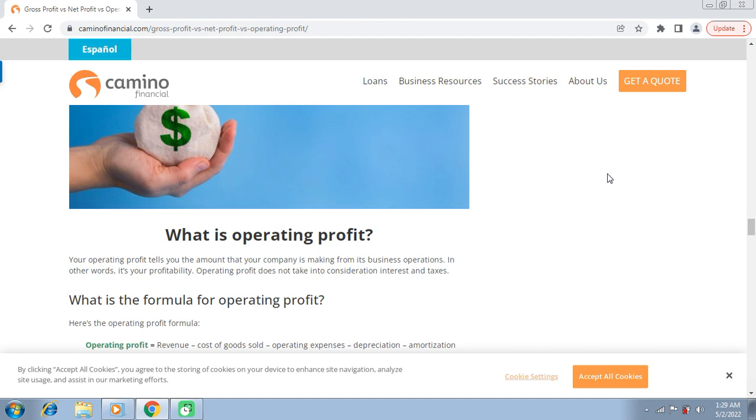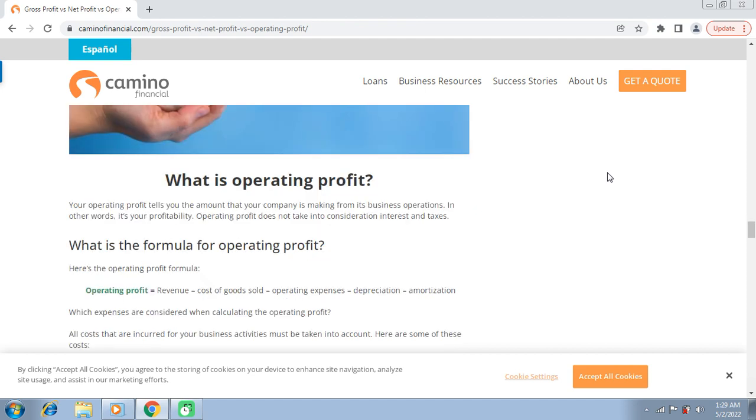What is operating profit? Your operating profit tells you the amount that your company is making from its business operations. In other words, it's your profitability. Operating profit does not take into consideration interest and taxes. What is the formula for operating profit? Here's the operating profit formula.